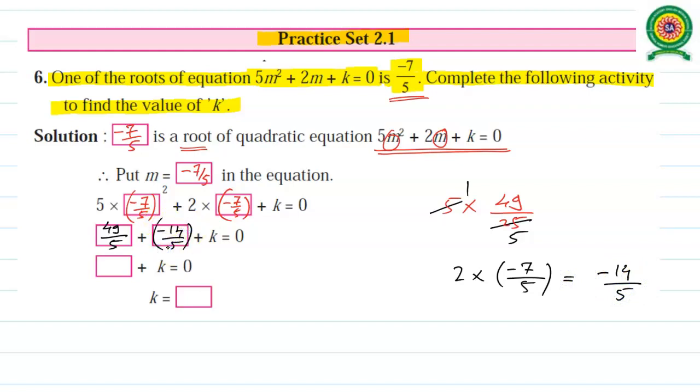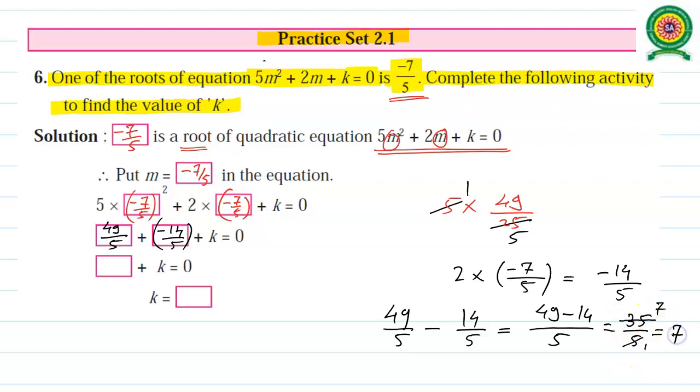Now try to simplify them. Plus minus becomes minus, so 49 divided by 5 minus 14 divided by 5. Once the denominator is the same, subtract the numerators. We have 49 minus 14 becomes 35, and 35 divided by 5: 5 1s are 5, 5 7s are 35, so we get 7 plus k equals 0. Now after shifting the 7, the k value becomes minus 7. So here we have practice set 2.1. Thank you.